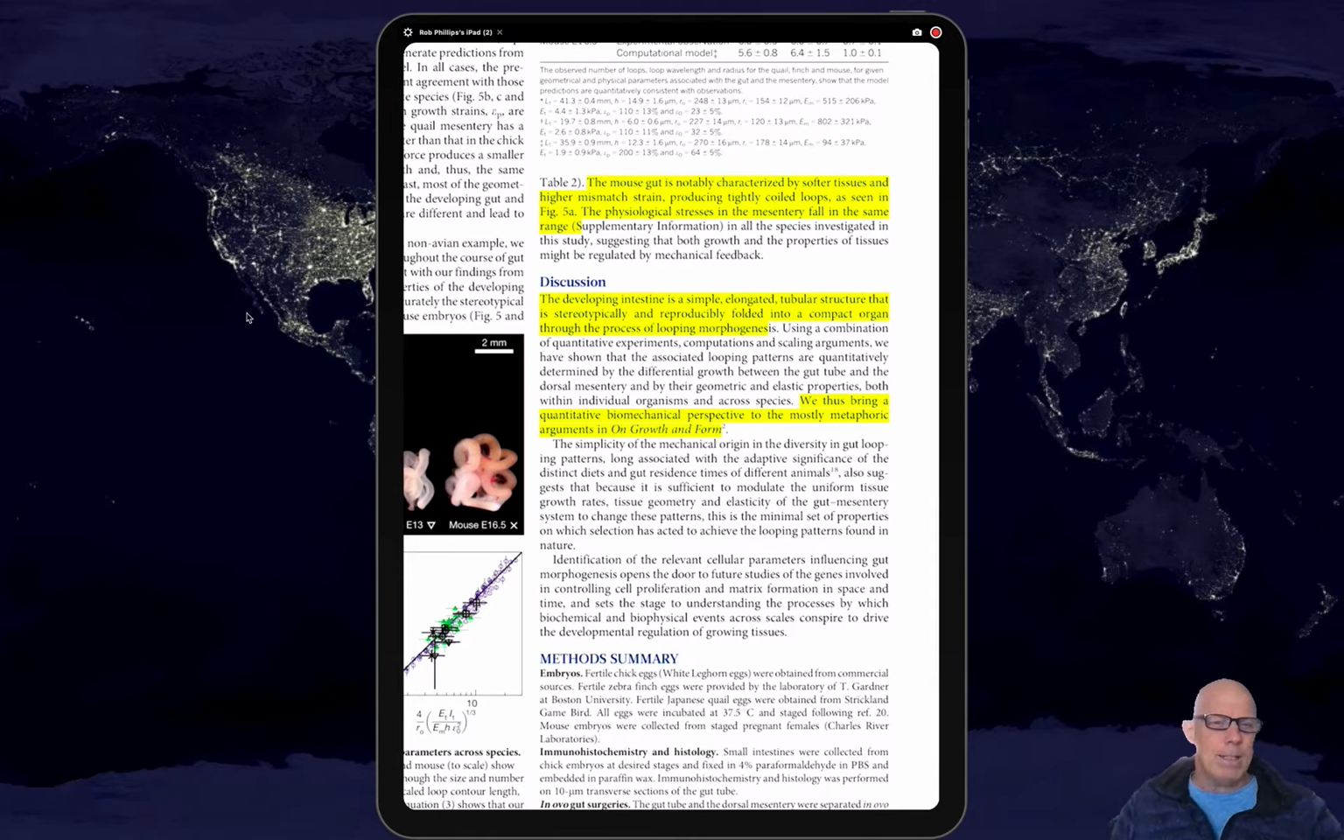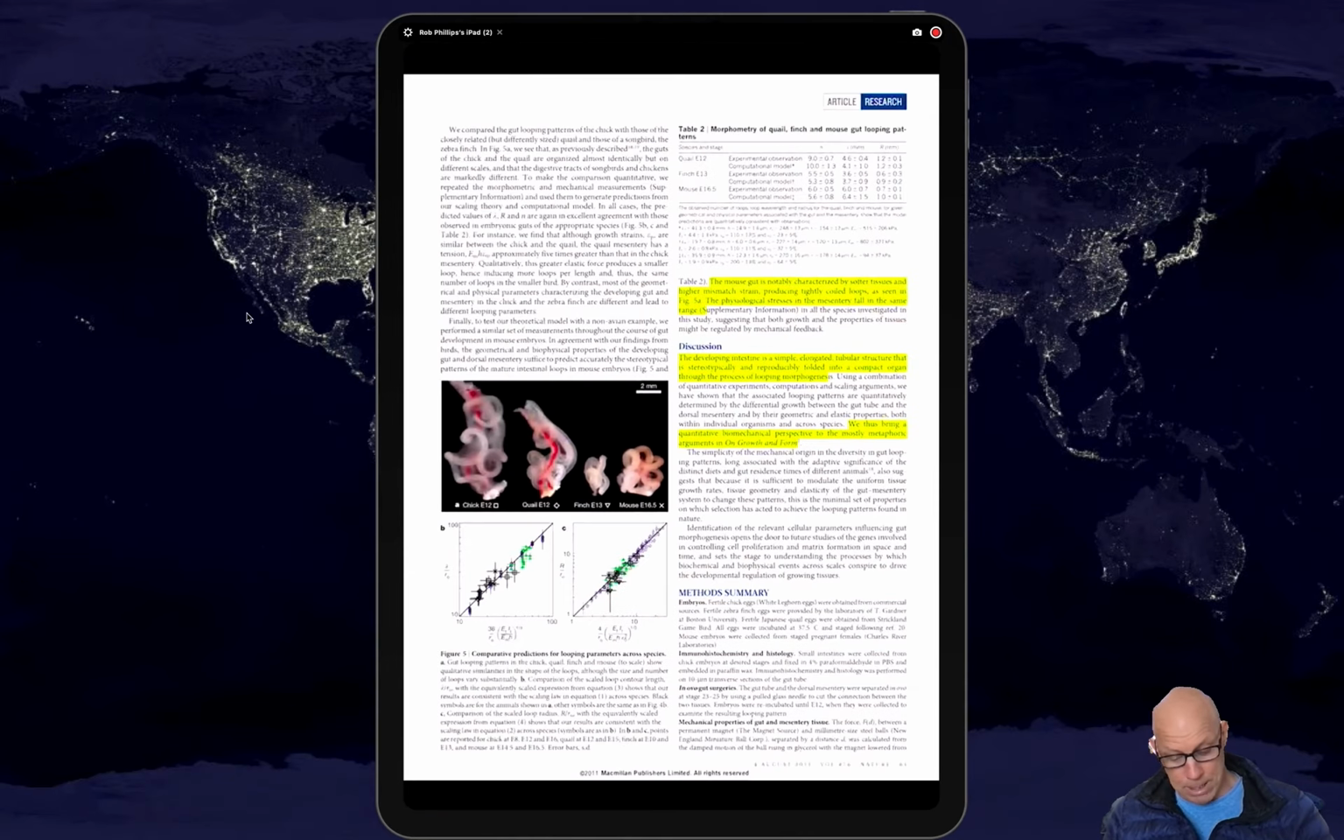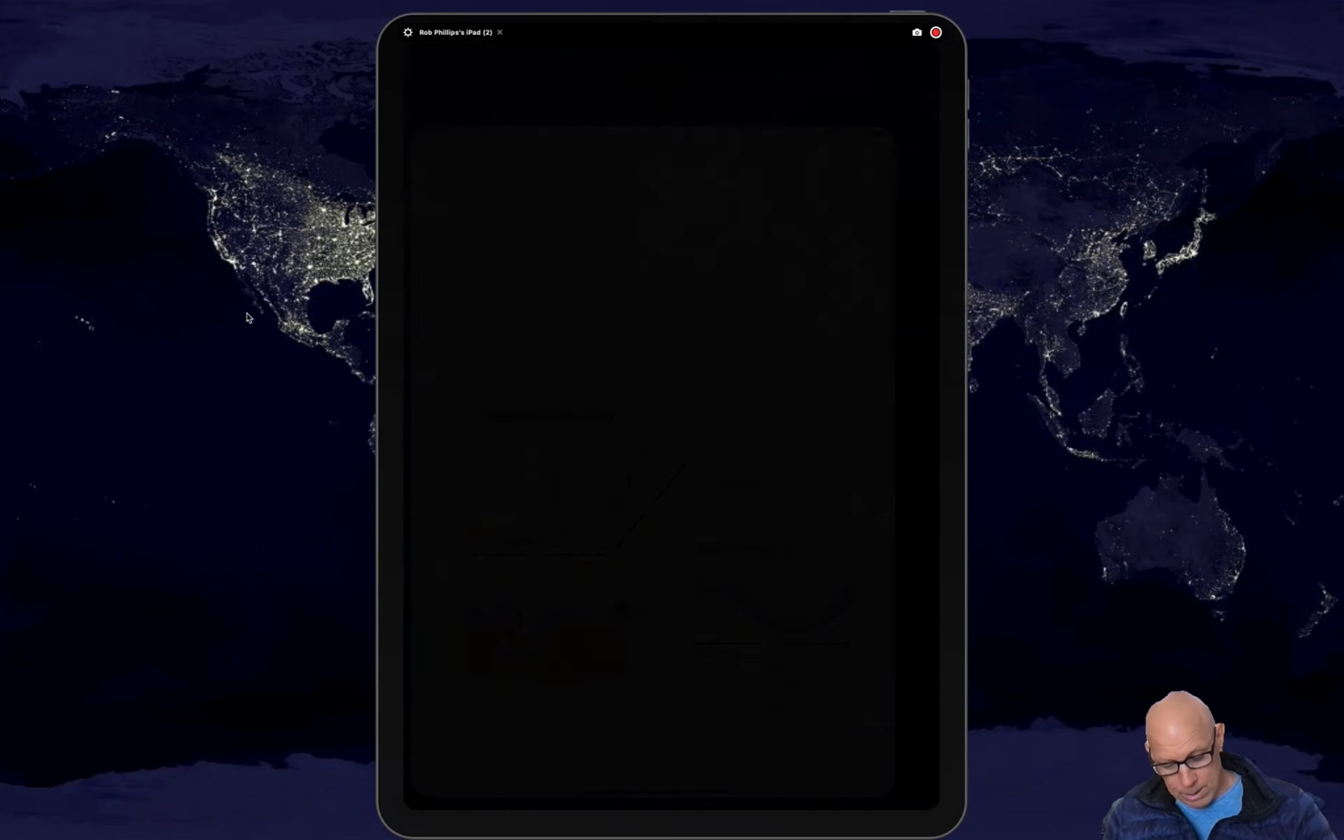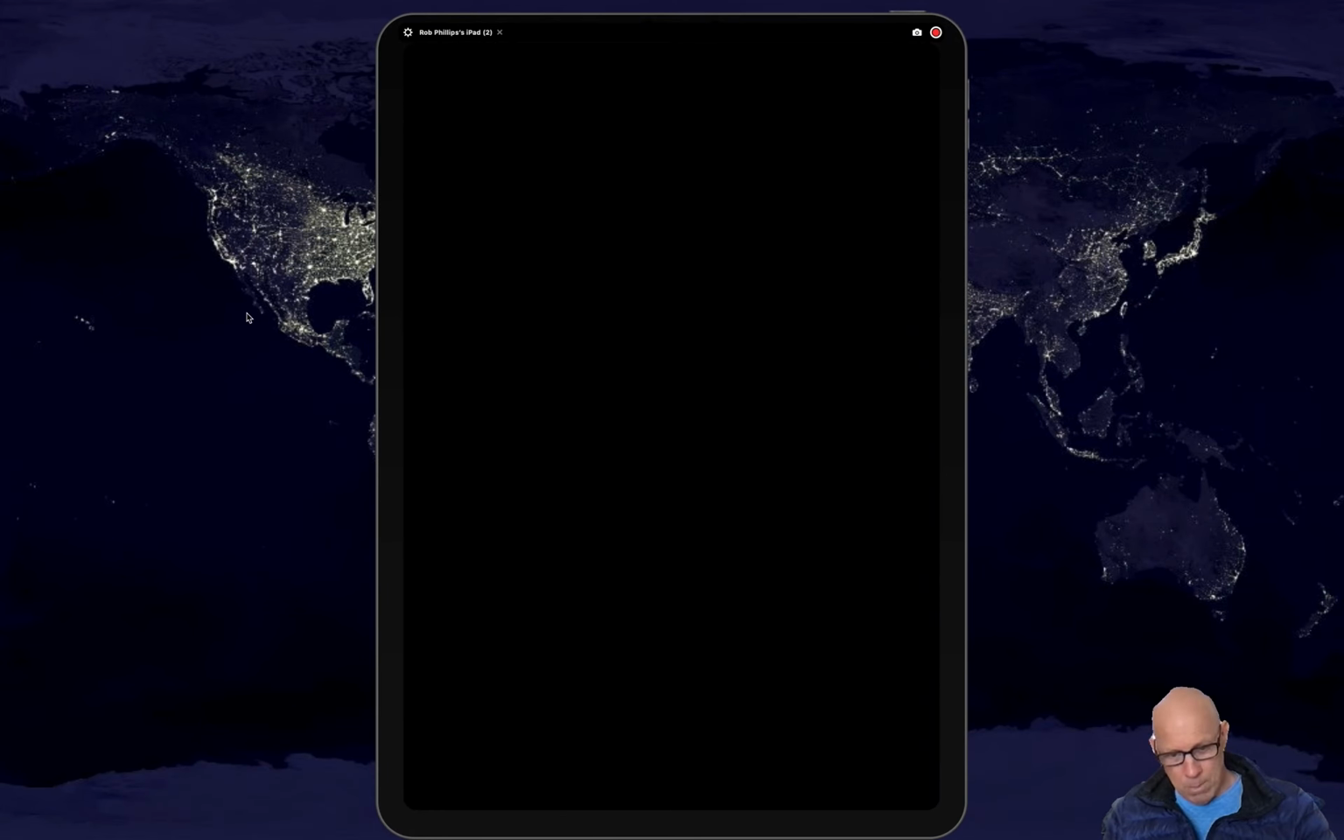I love that sentence because it's true. It's metaphorical arguments on growth and form, not to take anything away from D'Arcy Thompson, but they've delivered. I recently wrote a piece on the 75th anniversary of Schrödinger's What is Life? And what I said is that Schrödinger has unfinished business that we need to tend to. And for sure, D'Arcy Thompson has unfinished business. And this is what it looks like to finish that business, in my opinion. It's really cool.